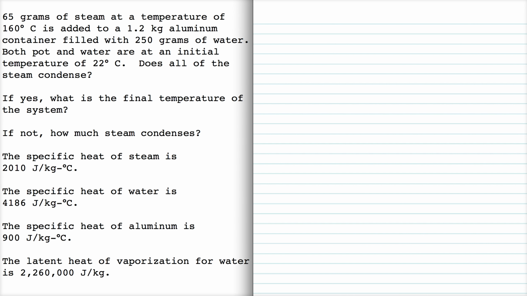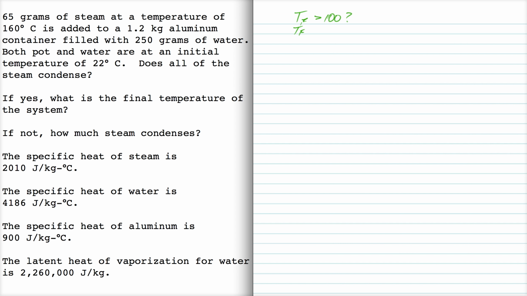This is a calorimetry problem with a phase change, and the phase change is uncertain. We don't know if all of the steam condenses. So what we need to find out is if the final temperature is greater than 100, then we don't have to worry about phase changes at all. Well, I guess we do. We have to worry about the water heating up.